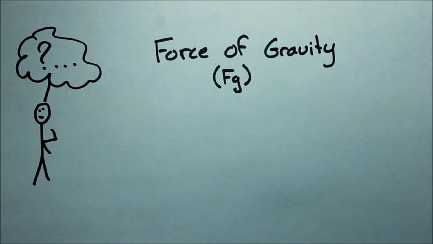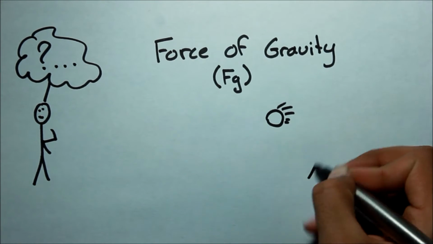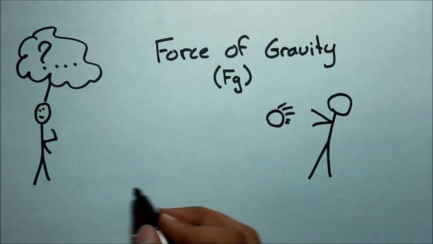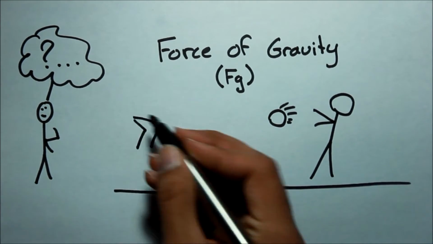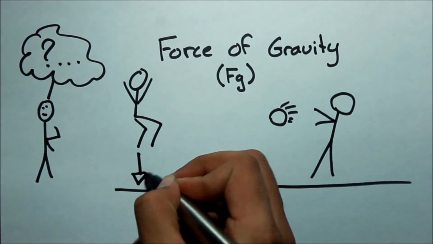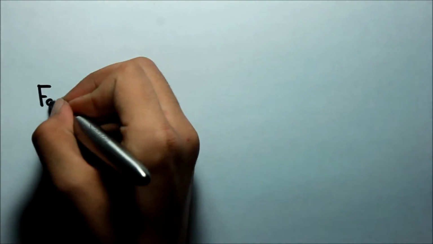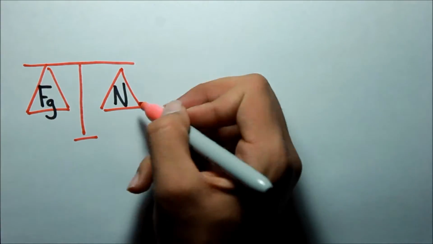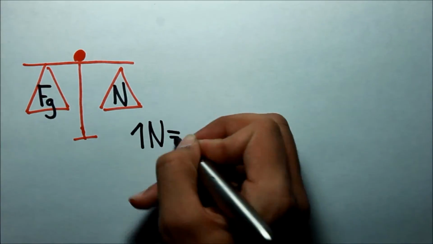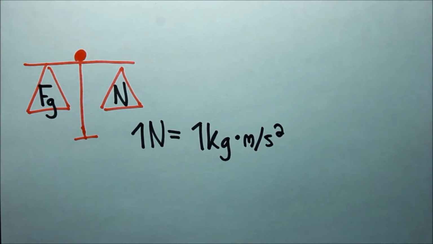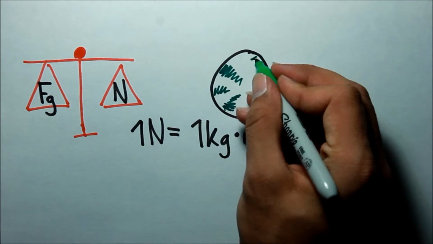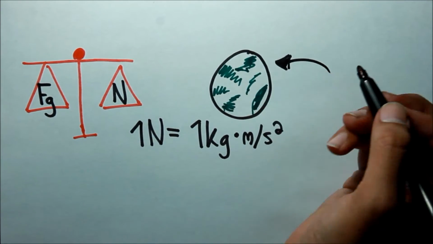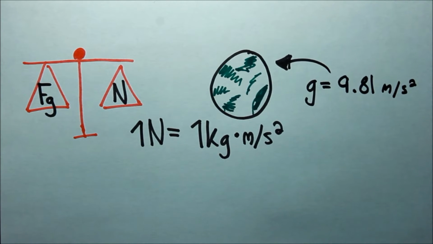It is recognized as a force that gives weight to physical objects and causes them to fall toward the ground when dropped or thrown from a height. This is the reason we come back down when we jump up and a ball eventually hits the ground again after being thrown. Like other forces, gravity, or Fg, is measured in newtons. 1 newton is equal to 1 kilogram times meters per second squared. On Earth, the numerical value of gravity is always the same, 9.81 meters per second squared, or 9.8 for short.